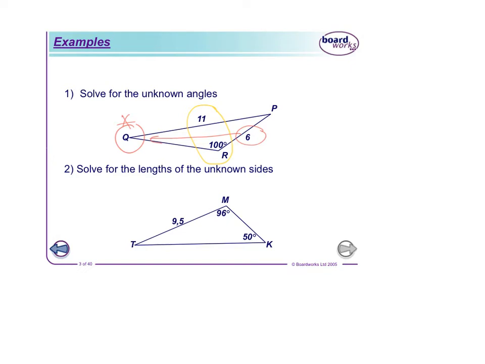Always need a full pair of information. So I'm going to start with saying sine Q over its opposite side. So I've put the angle at the top. Then I'm going to put the angle at the top on the other side. So we're working with sine 100 degrees over 11. So angles at the top, opposite sides at the bottom. Then how do I get sine Q by itself? I multiply the 6 across.